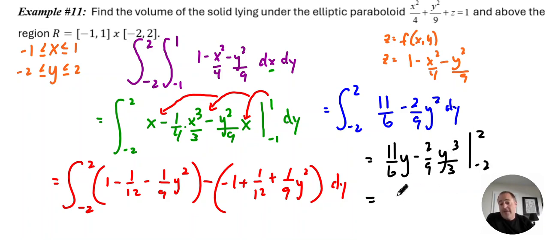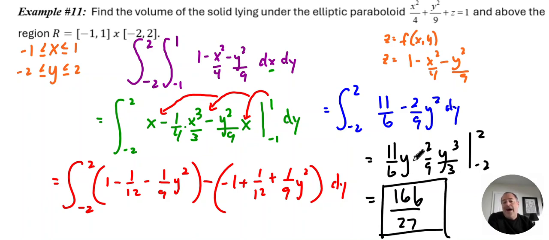When all is said and done, you will get an answer of 166 over 27. I think, obviously, this problem is not the nicest thing to be assessed on. It's just a nice thing to talk about. So there you go, there's your problem.